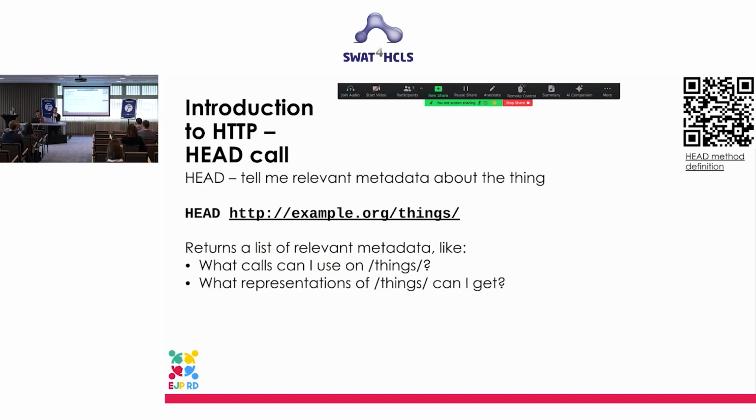And then we have head and delete, which are the last two ones. Head serves to get relevant metadata about the thing. So for example, if I ask for the head of the container that contains the things 1, 2, and 3, I would get relevant metadata like what kind of calls can I use, get, post, delete, and everything on this particular resource, on things. And you could also get back what kinds of representations of the things you can get from that server. So it will tell you can get JPEG, you can get HTML, you could get Turtle, whatever.